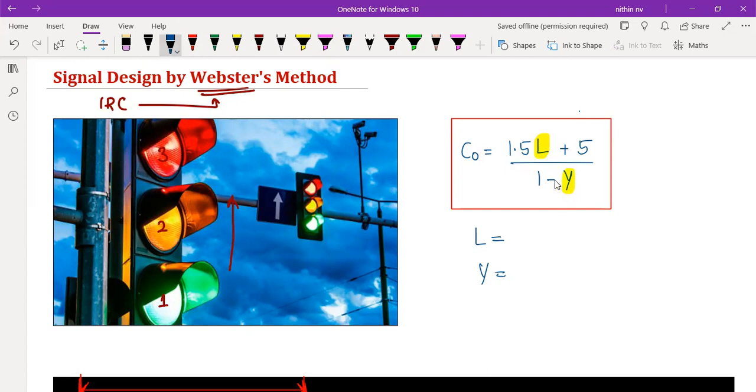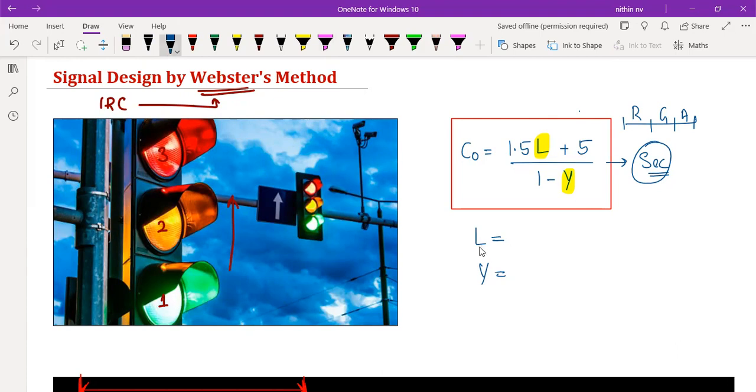These two are the unknowns. So that we should know what is the meaning of this L and what is the meaning of capital Y. Understood? So that's what we are going to see now. Whatever you are getting here, that will be in seconds. Seconds means the duration of one cycle, which will be the red signal plus green signal plus amber signal. So the duration of all these three is nothing but what we are getting here in seconds. Understood? Together, it is the cycle time.